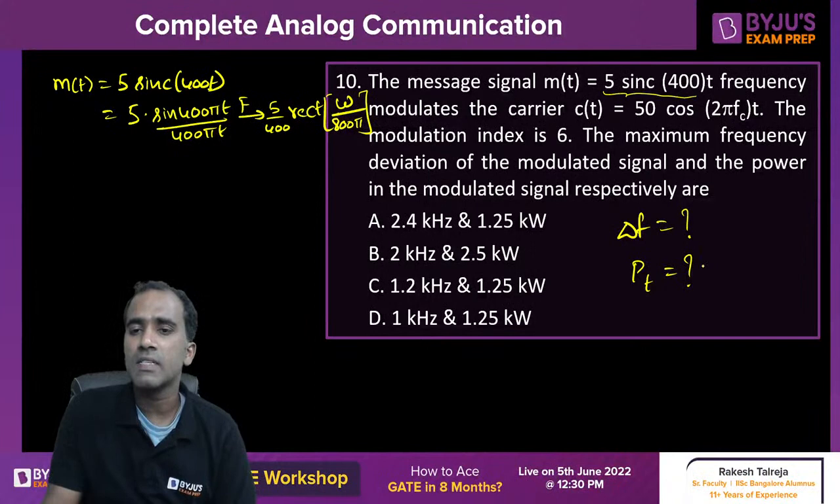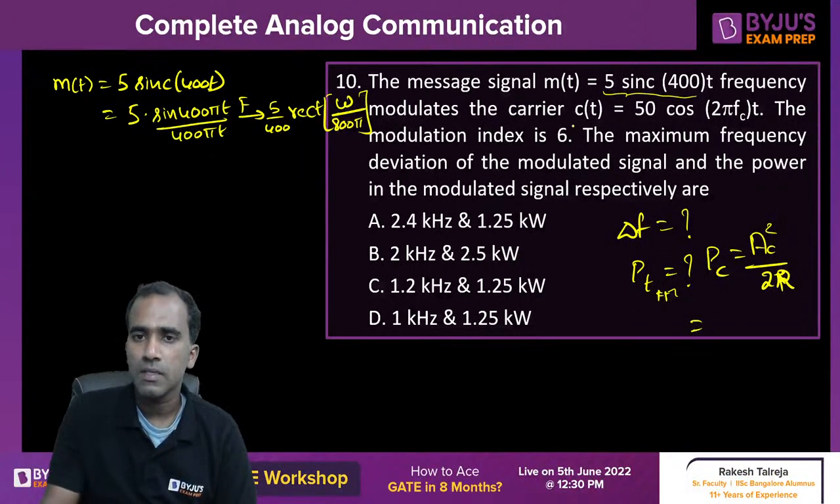Power in the modulated signal is very easy, because for an FM signal, the power in the modulated signal is the same as the carrier power, which is Ac squared divided by 2R. Resistance is not mentioned in the question, so we can take it as 1. So Ac is given as 50, squared, divided by 2. So 50 squared is 2500, divided by 2 is 1250.